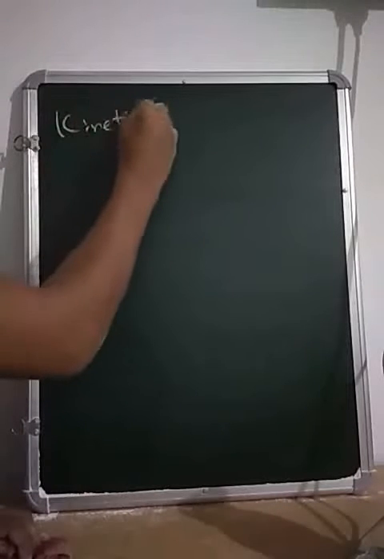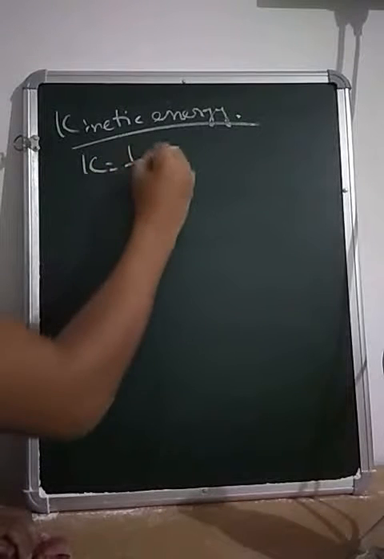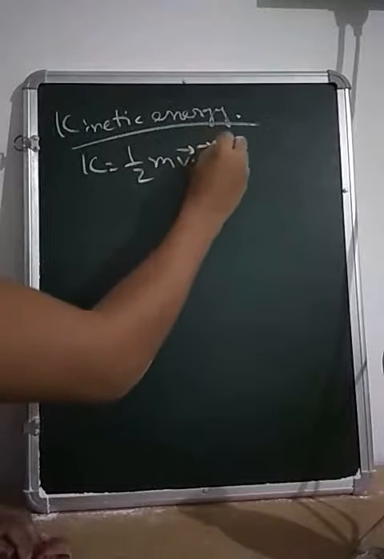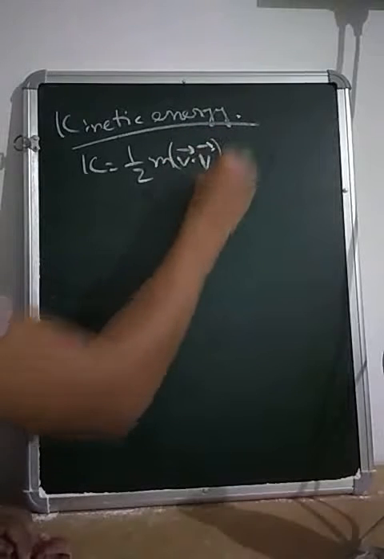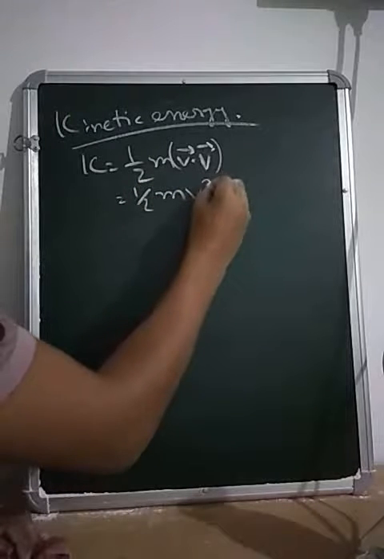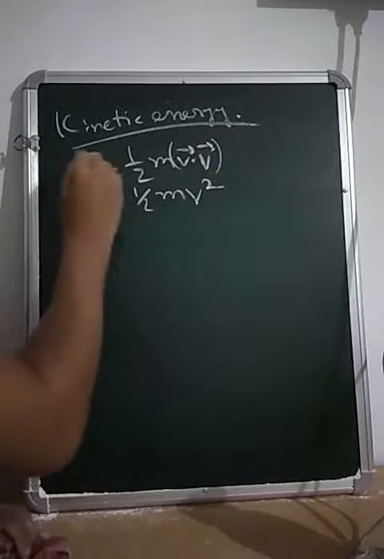The next thing is kinetic energy. We can express kinetic energy as half m v dot v, the dot product of velocity vectors, or half m times the square of the magnitude of the velocity vector. This is how we represent kinetic energy.